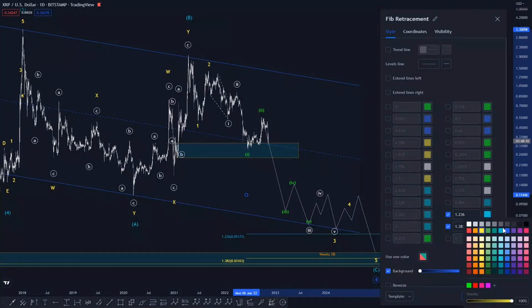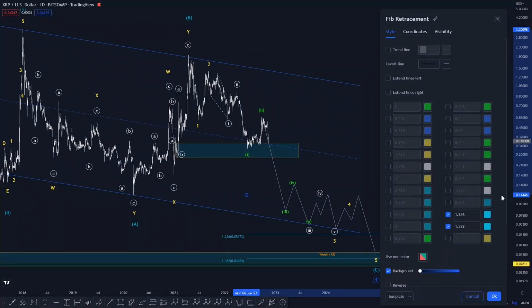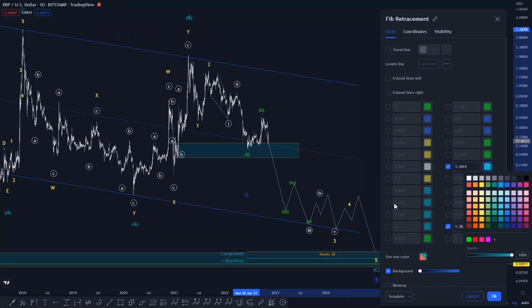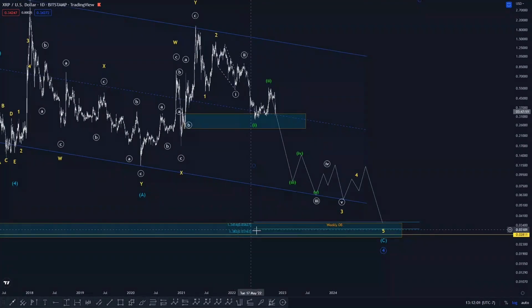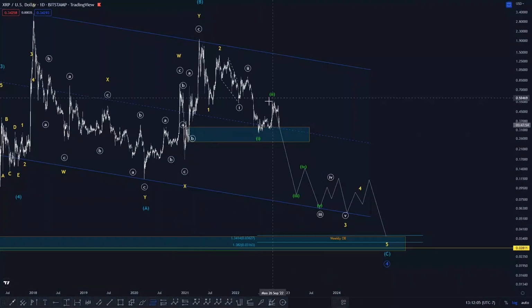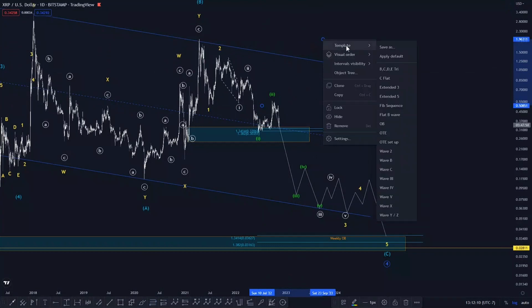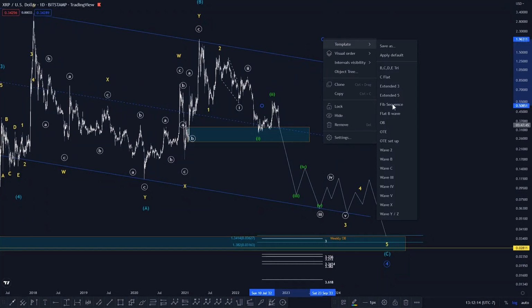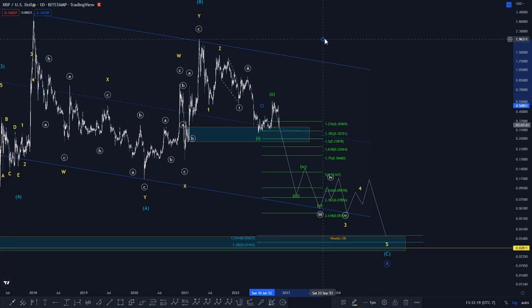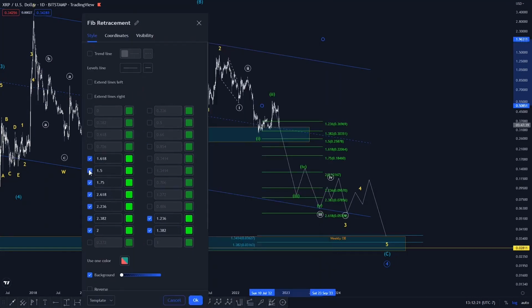Just label this so we understand it's for the C leg. Probably looking for this right here for the C leg at the 1.34, 1.382. Would expect this one to be an extended 3, or maybe not that extended, but at least a 2.618 is what I was looking for.